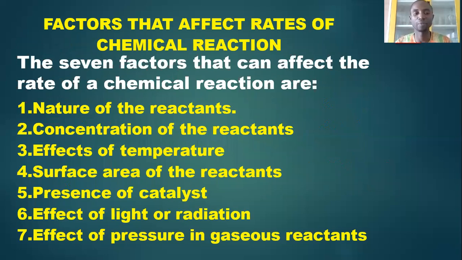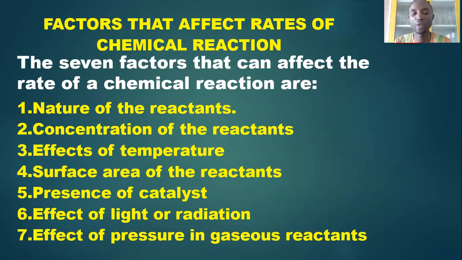We have 7 of them. One is the nature of reactants. The nature of the reactants that are reacting affect the rate of chemical reaction. Another one is concentration of the reactants. Third one, effect of temperature. Temperature affects the rate of chemical reaction.